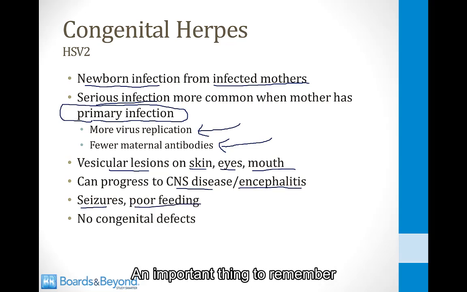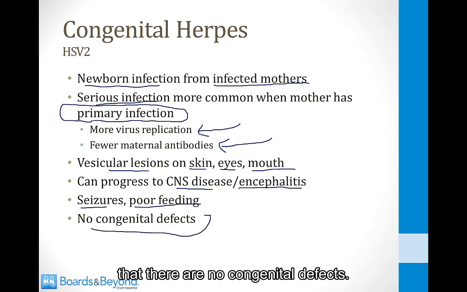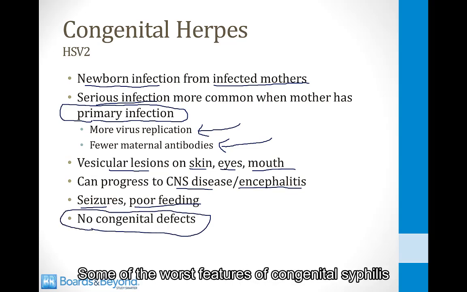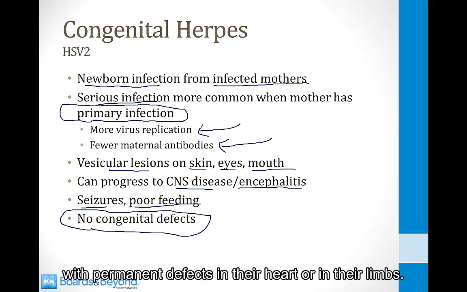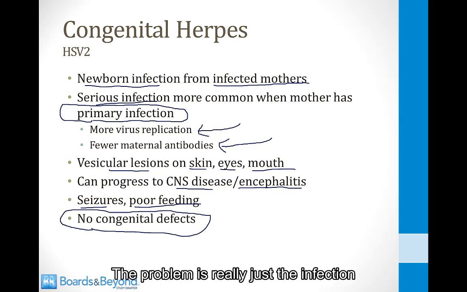An important thing to remember about this congenital infection is that there are no congenital defects. Some of the worst features of congenital syphilis and rubella is that they leave children with permanent defects in their heart or in their limbs. That doesn't happen with herpes. The problem is really just the infection and that the baby can get very sick from exposure to the virus.